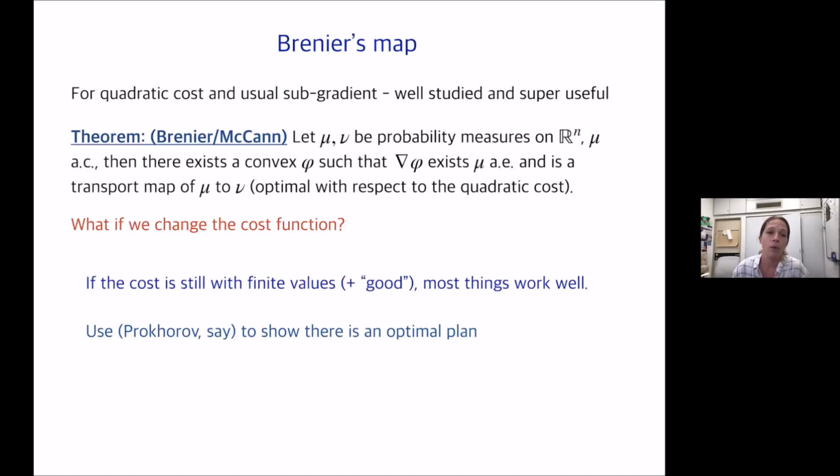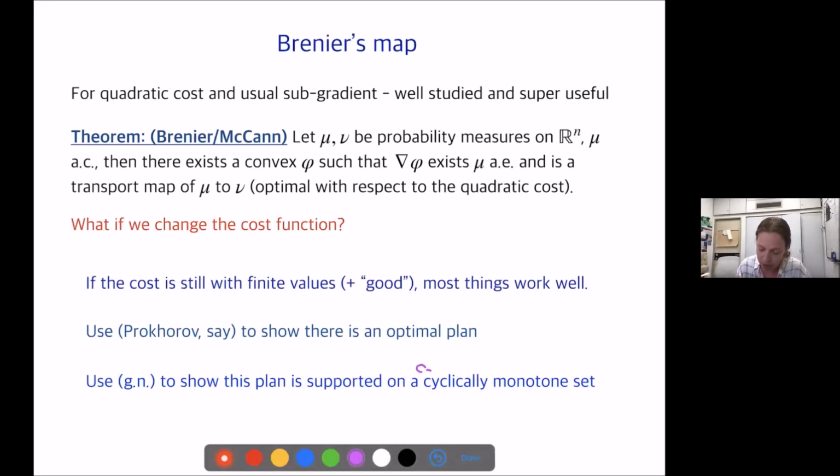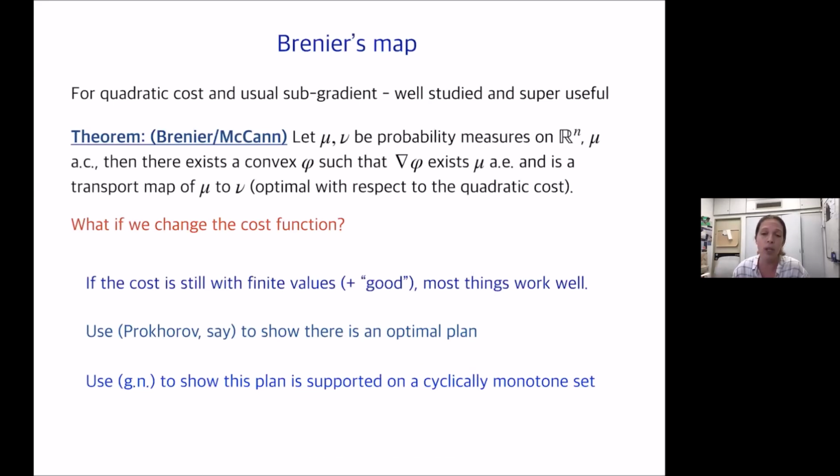So what you have to do is use some reasoning for why there exists an optimal plan. For this, you need this goodness on the cost or on the measures. Once you have an optimal plan, you use some general nonsense to show that the plan has to be supported on a cyclically monotone set. Actually, I have to write here C-cyclically monotone, because I'm talking about a general cost, but still finite valued. What Rockafellar's theorem is for the usual cyclically monotone sets, here it's C-cyclically monotone with respect to the quadratic cost.